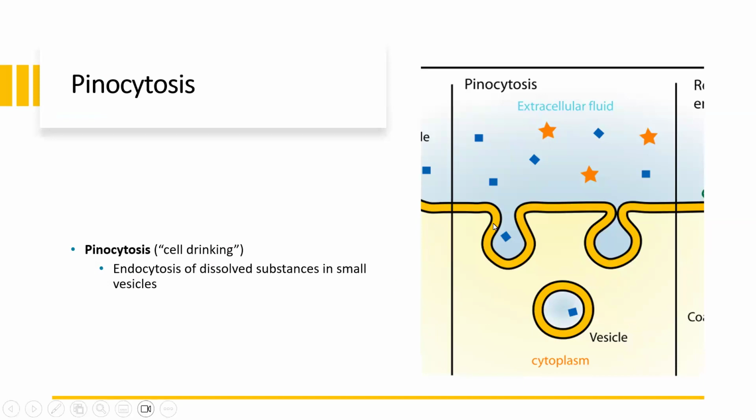And so you see here, this little square represents some sort of ion or something that's been dissolved. You get your pseudo-like membrane that looks kind of like a pseudopod, right? And it folds in, it pinches off, and then you get this vesicle that's containing your dissolved product.